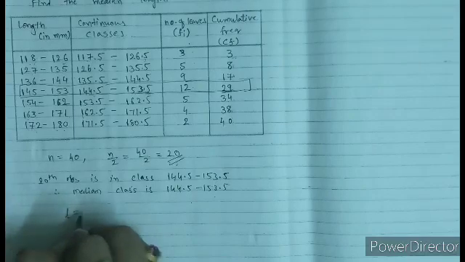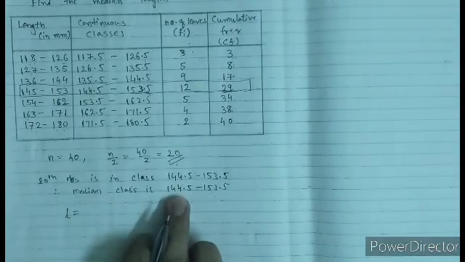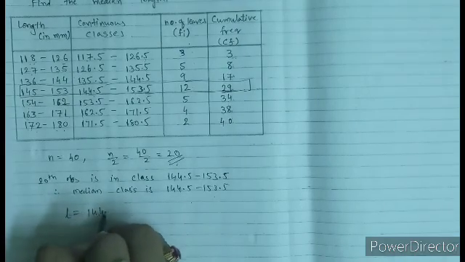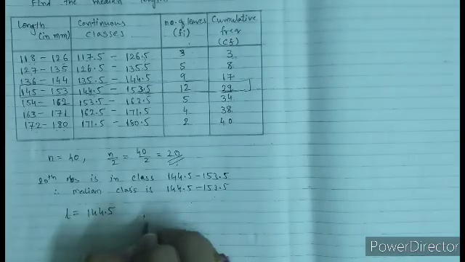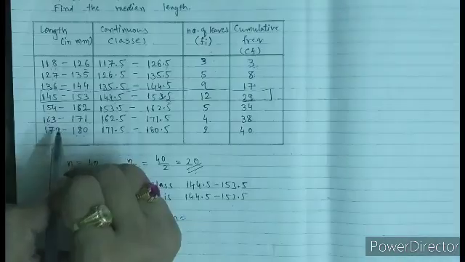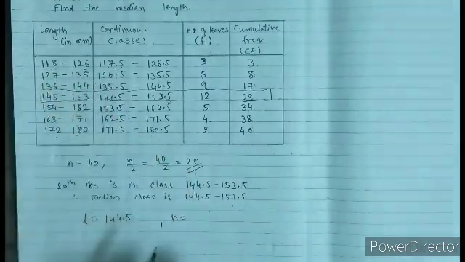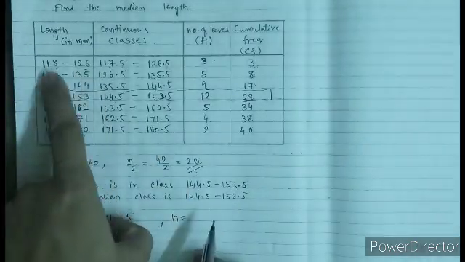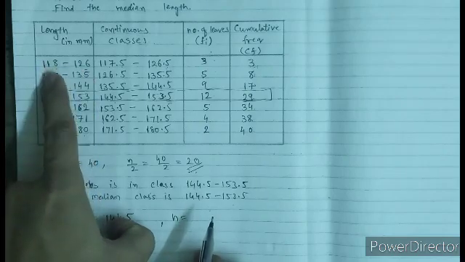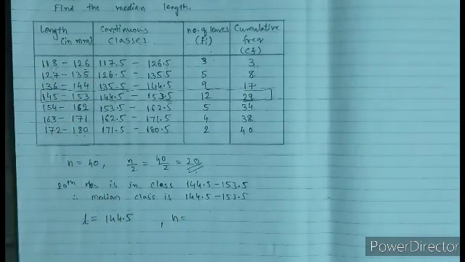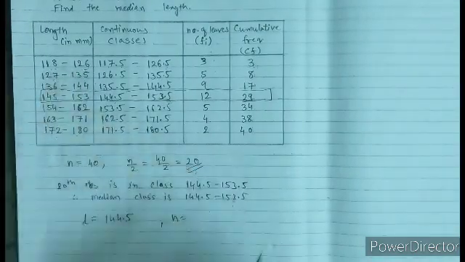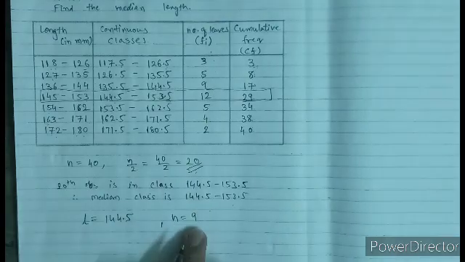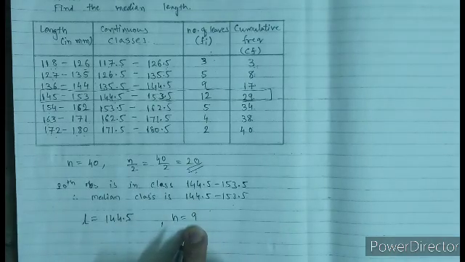Now from this we can get L. We know that L is the lower limit or the lower boundary point of the median class. It is 144.5. So L is 144.5. Now we have to get H. H is the class length. We can see here this distribution is not continuous. Therefore, upper limit minus lower limit, that is 126 minus 118 is 8, and there is a gap of 1. Therefore, 8 plus 1 is 9. Therefore, here the class length H equals 9.